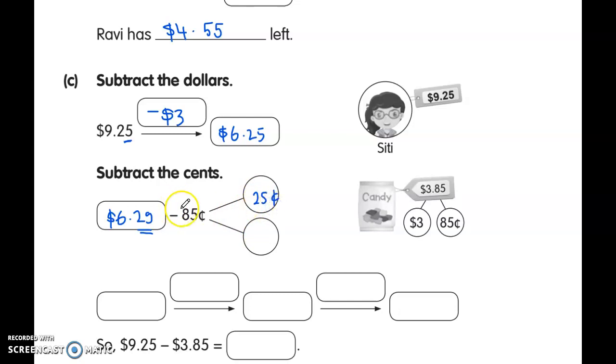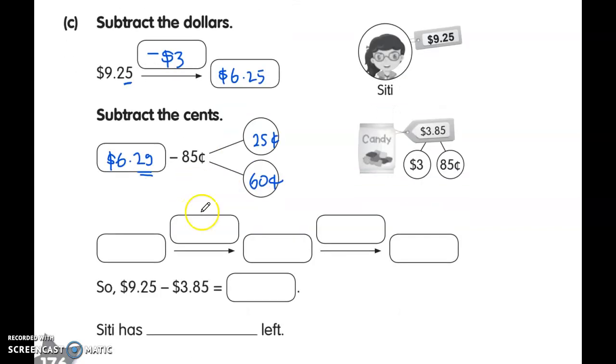So I'm going to split this 85 cents into 25 cents and what? 25 cents and what makes 85 cents? If you tell me 60 cents, good job. Okay? So 60 cents and 25 cents makes 85 cents. So now we're going to subtract the cents first. So $6.25 minus away 25 cents. 25 cents minus 25 cents is equals to 0 cents. But we still have our dollars. So here we are. This minus this is $6.